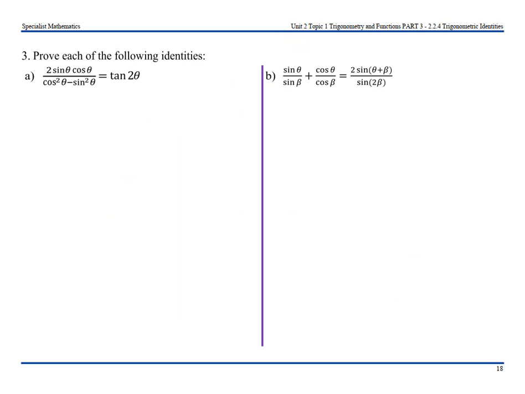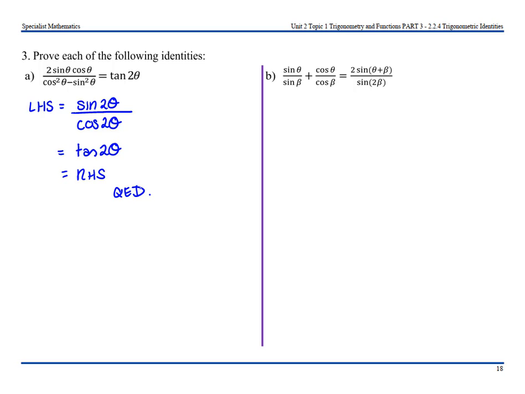Let's do some proofs. Prove each of the following identities. For the first one, let's start with our left-hand side. We're going to replace 2 sine theta cos theta with sine 2 theta. Cos squared theta minus sine squared theta is cos 2 theta. So therefore that is tan 2 theta, which is my right-hand side, and we are done.